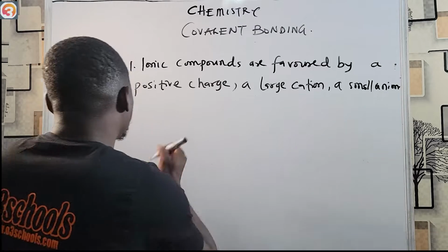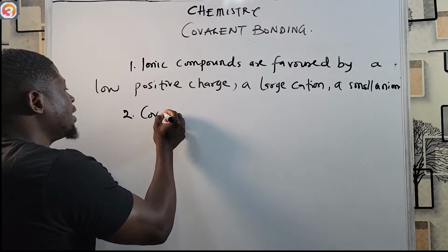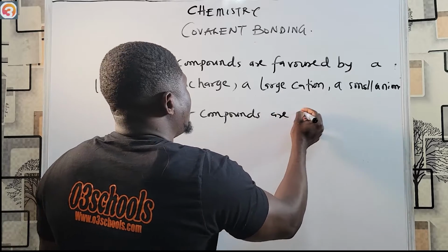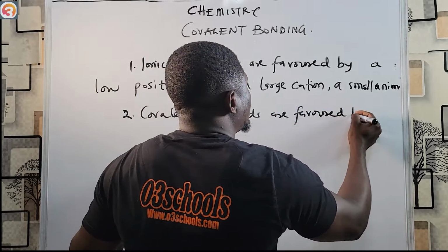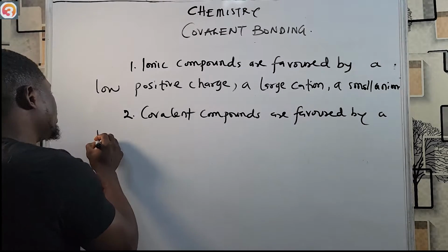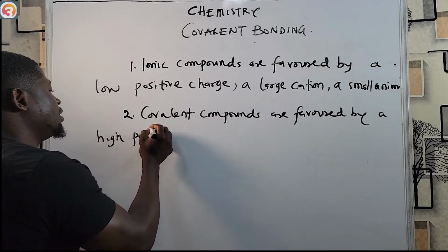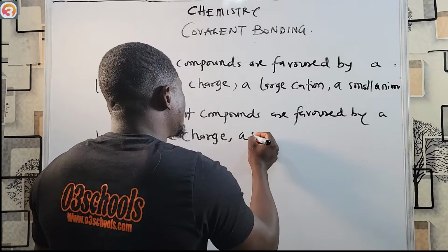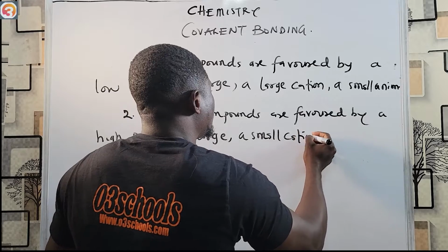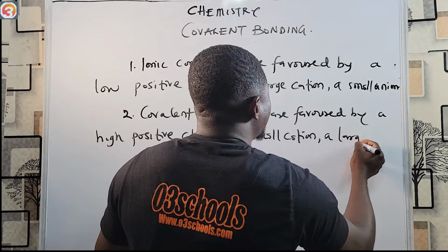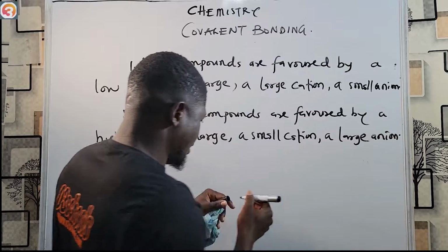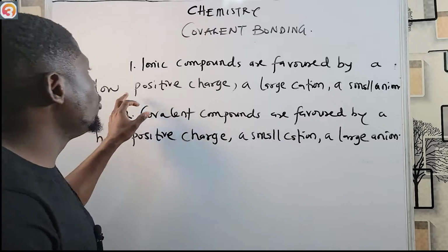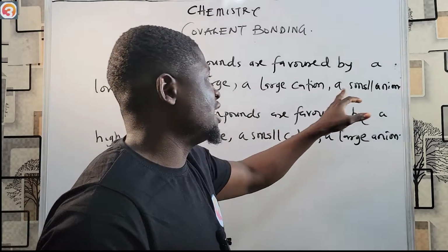While number two says that covalent compounds, on the other hand, are favored by a high positive charge, a small cation, and a large anion. So this is just the summary. Number one, ionic compounds are favored by a low positive charge, a large cation, and a small anion.